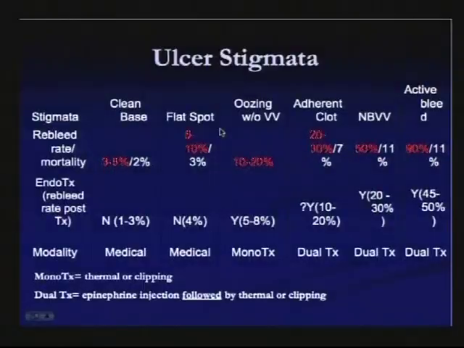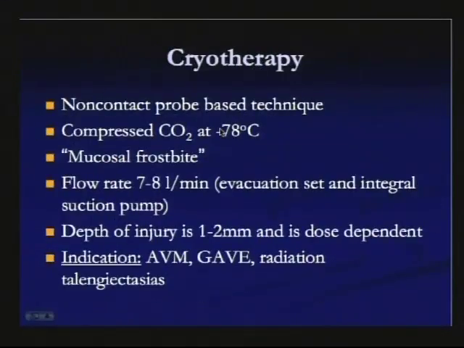The other stuff, the adherent clot, non-bleeding visible vessel, and active bleed, they require dual therapy, meaning injection treatment and either burning or clip placement. Cryotherapy is not available at the university for the GI lab, but it's available in pulmonary. But you can also freeze the abnormal blood vessels. It's usually for angiectasias.